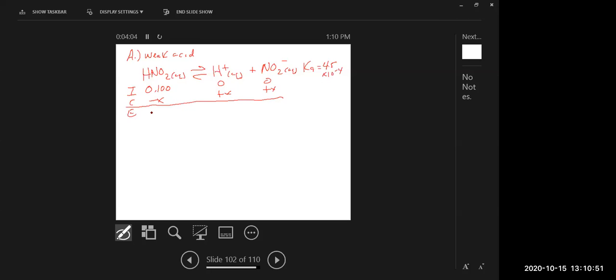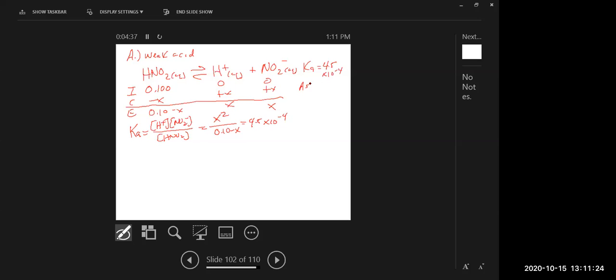Again, really just a Ka type problem. We get here and here. Any questions on the ICE table here so far? Again, this is going to go into our Ka expression, which is our products over our reactants. That is going to give us x squared over 0.1 minus x equals 4.5 times 10 to the minus 4.